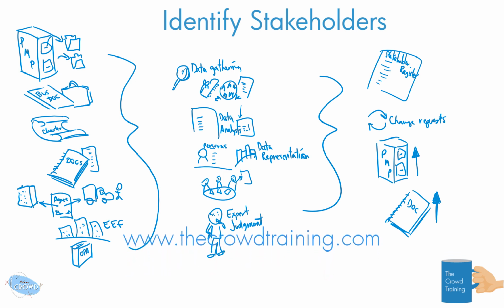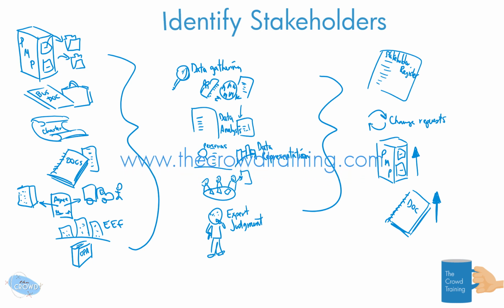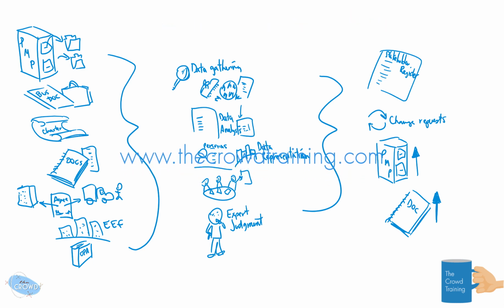Okay, so that is the recap of the Identify Stakeholders process in the 6th edition of the PMBOK from the crowd training.